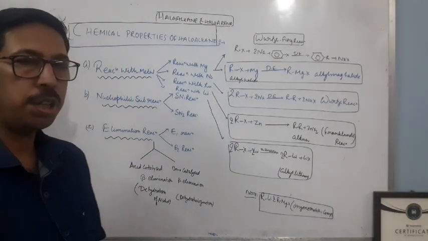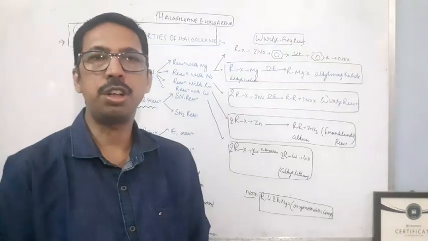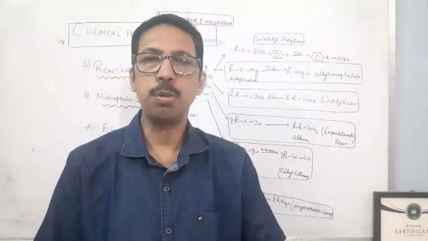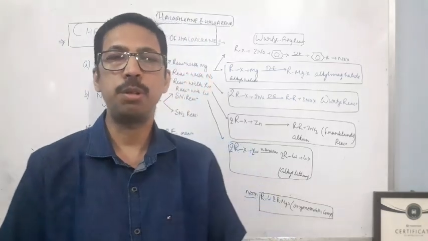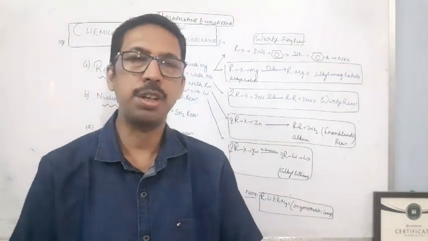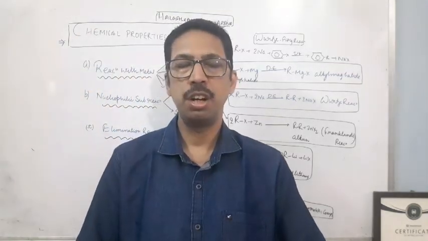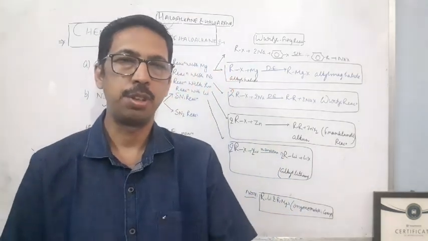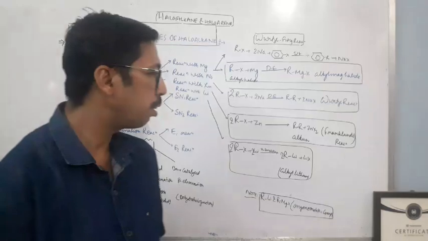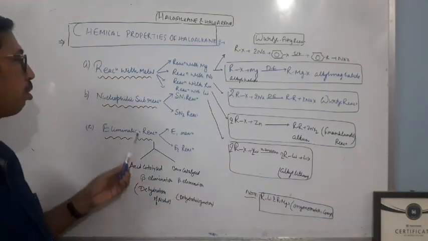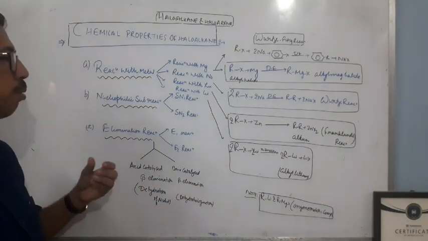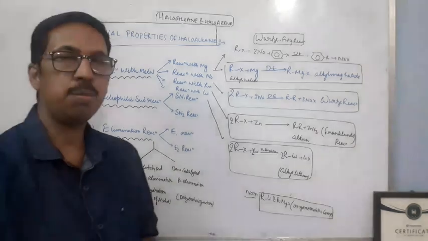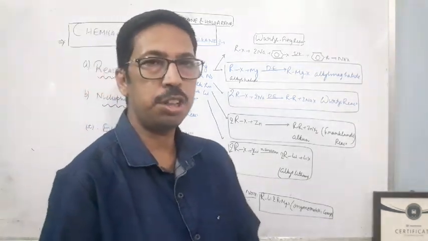Now, on the basis of the position from where the removal of atom or group of atoms is taking place, elimination reactions are further classified into three categories: alpha, beta, and gamma elimination reaction. In our next class, we'll discuss nucleophilic substitution reaction and the classification of nucleophilic substitution reaction.